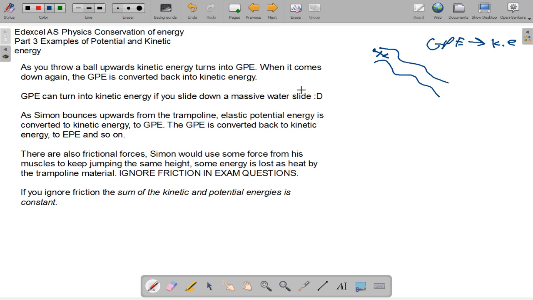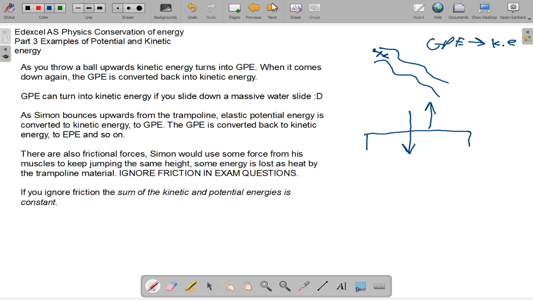What the examiners are looking for is that you can assume the only forces are those that provide the potential or kinetic energy. That would be the weight of your person going down the slide, and for the trampoline example, the tension in the springs and the trampoline material. So if I had a really taut trampoline, I would need to apply more force in order to go up a bit more.